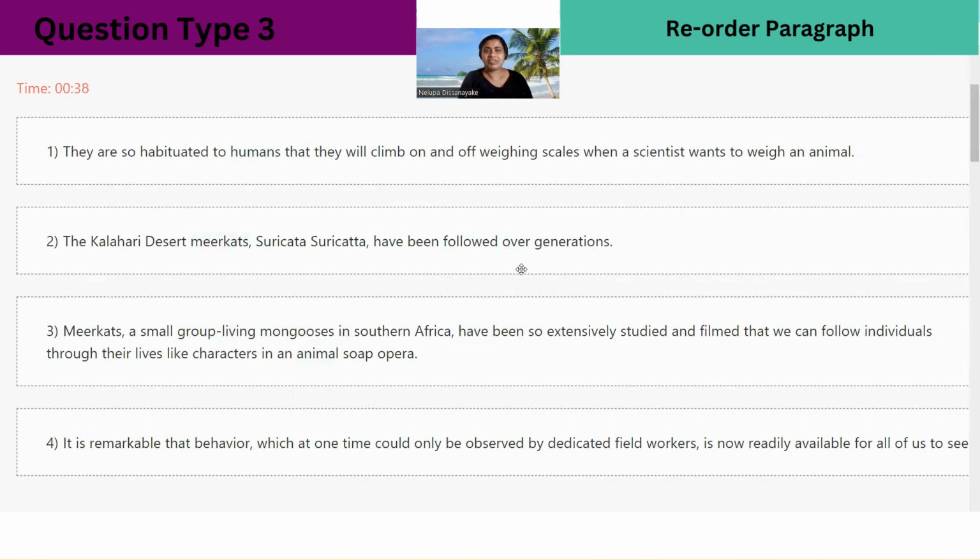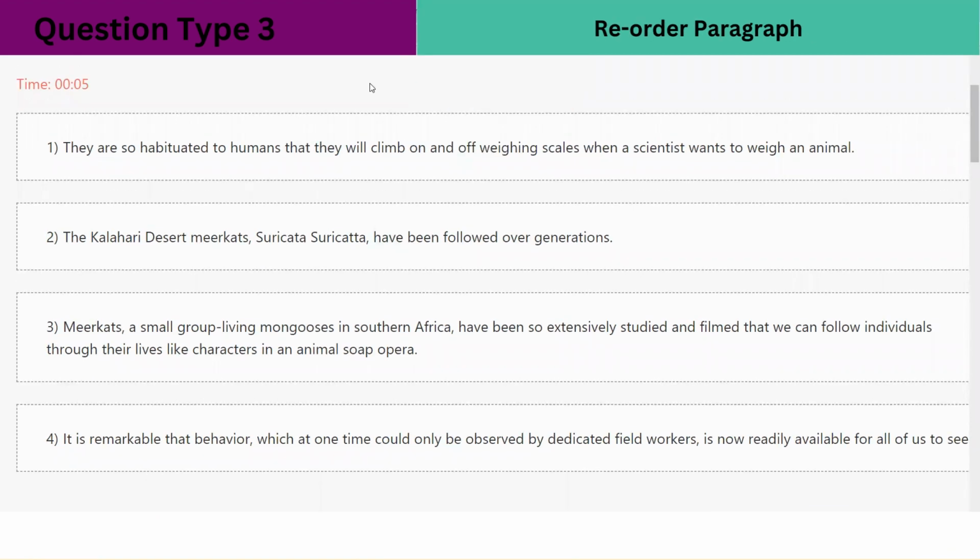You have a couple of sentences. They are not in the same order. You have to rearrange them. First of all, you will have to find the topic sentence, and then select matching pairs, because marks are given for matching pairs. I think I will give you 1.5 minutes. You can prepare your answers in 1.5 minutes.